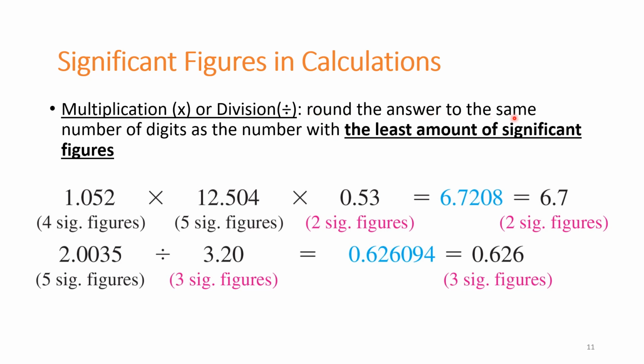So you will round the answer to the same number of digits as the number with the least amount of sig figs. Basically you look at your numbers and you're like, okay, this one has 4, this one has 5, this one has 2. My final answer is going to have 2. Now this division is just another example. This one has 5 sig figs, this one has 3. Your final answer is going to have 3 sig figs.